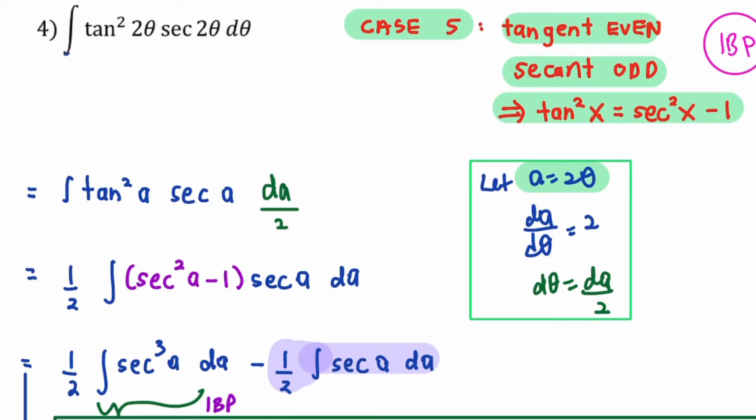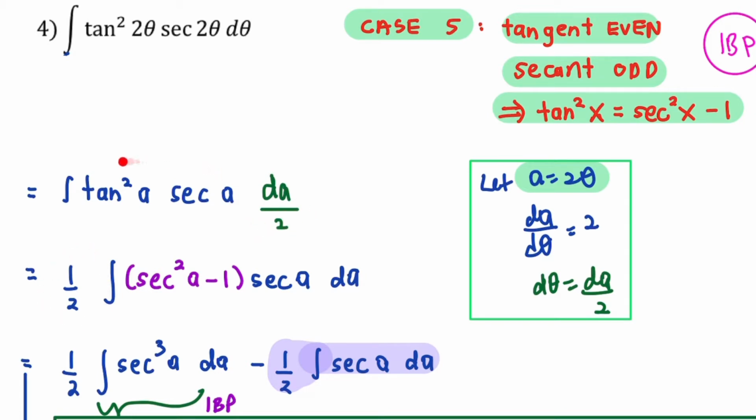Integrate tangent squared 2 theta secant 2 theta d theta. First of all, this angle here is not a single variable, so we need to use substitution. Let a be 2 theta, so dA over d theta is just 2, therefore d theta is just dA over 2. So now let's change everything in terms of a. Now you have integrate tangent squared a secant a dA over 2. This is a constant, so let's take it out, 1 over 2.